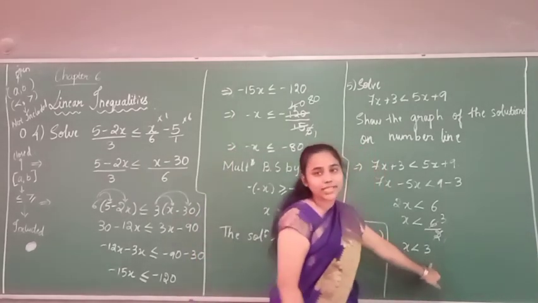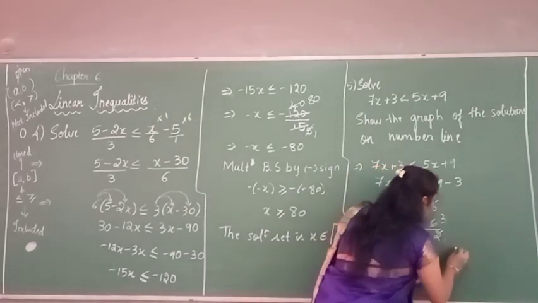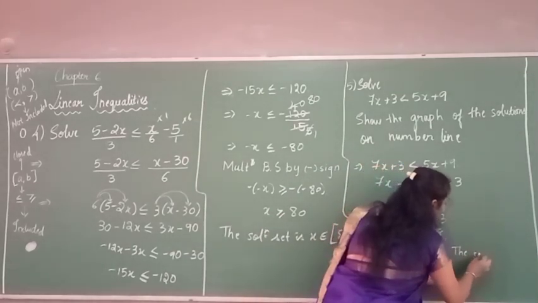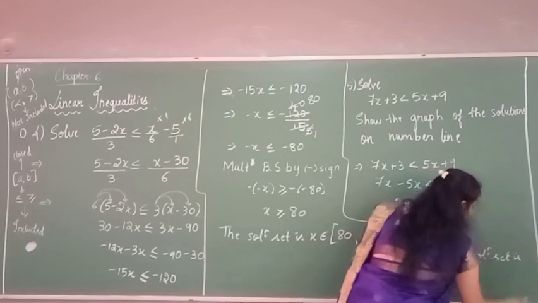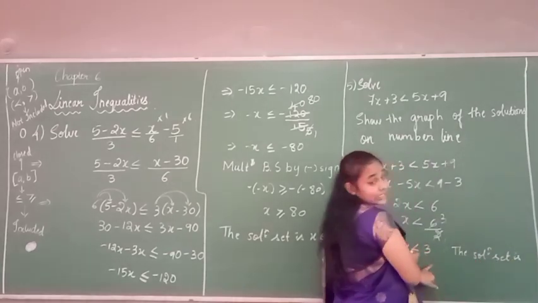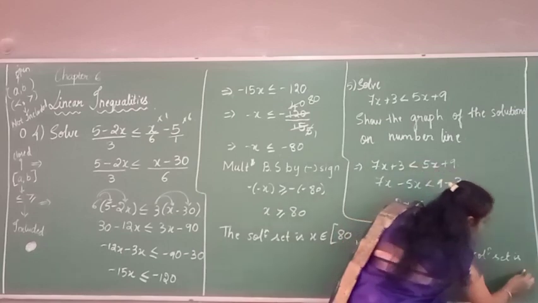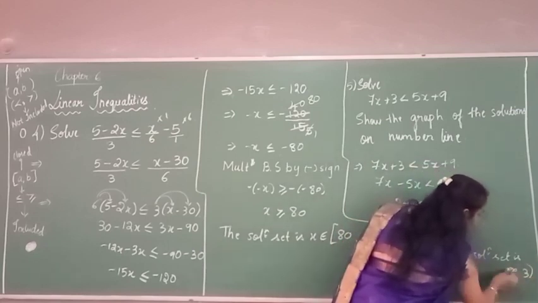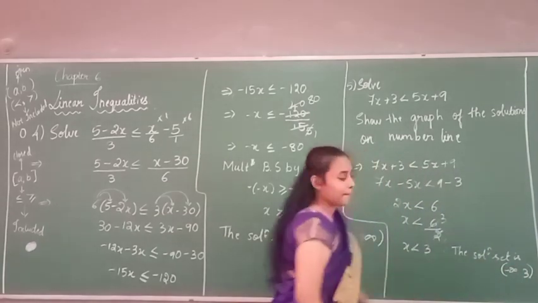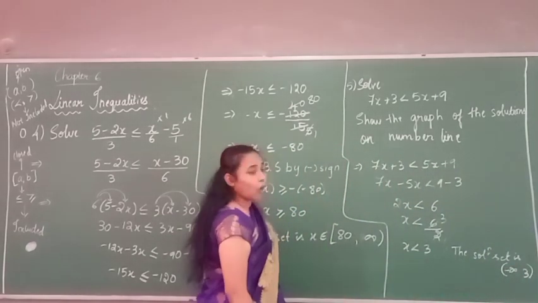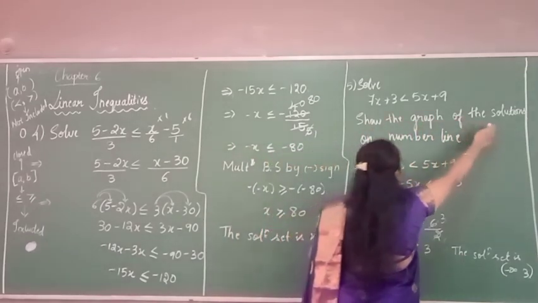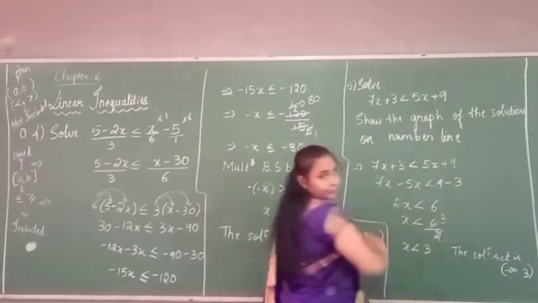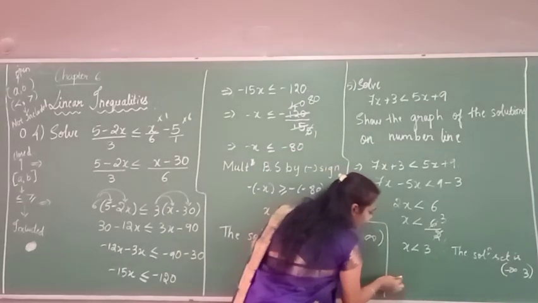So what does it indicate here? What does the solution set we get here? Therefore, the solution set is, as it is less than, so it will be 3 to minus infinity. So 3 will be an open bracket as well as minus infinity will also be an open bracket. But here it is said, show the graph of the solution on the number line.